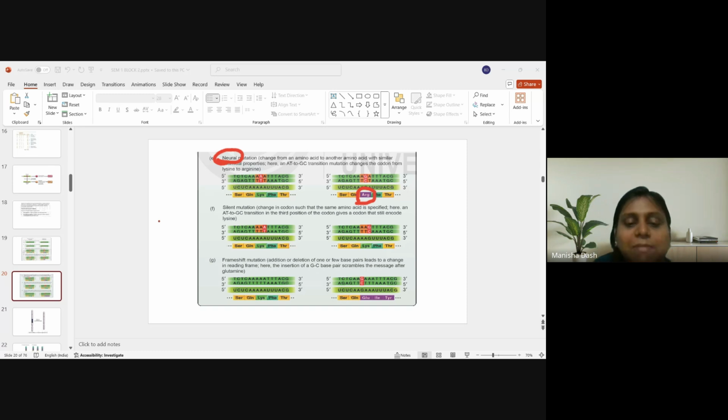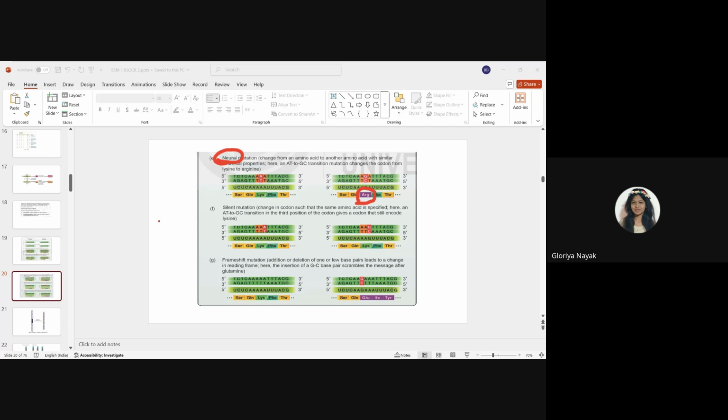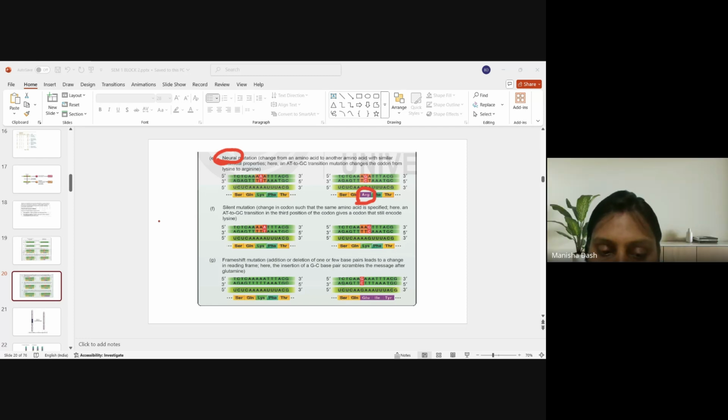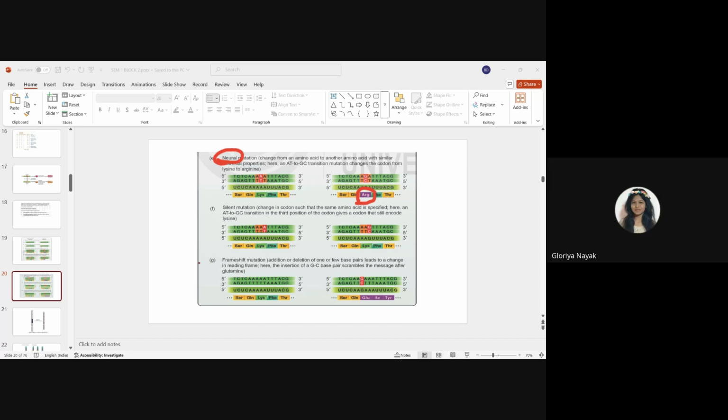Now, sometimes there could be insertions and deletions. Maybe by mistake an extra base is added, or sometimes when the replication of the DNA is taking place, a base might be removed, or the DNA polymerase may by mistake leave one base. In that case, it will be either insertion or deletion. Then the entire amino acid sequence will change following the point of mutation.